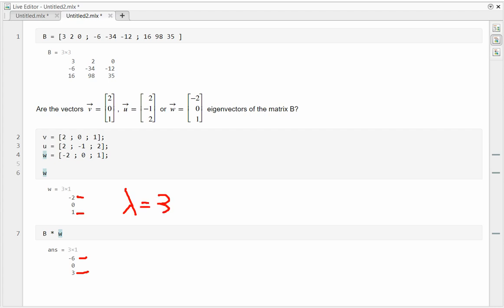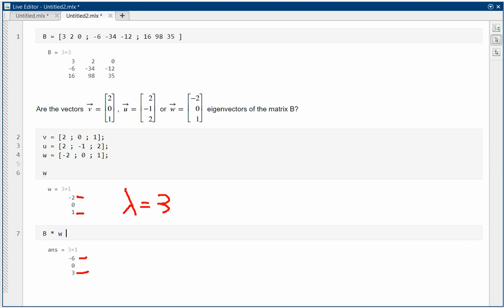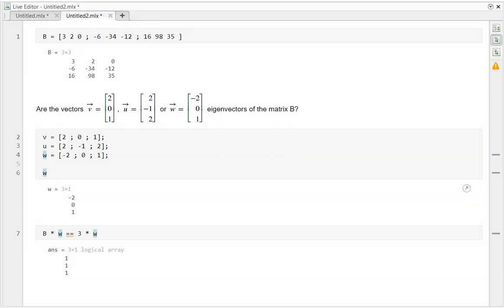Well, now I know what to do, right? With my conditional, I can go equal, equal 3 times W, boom. Then I'll get my all ones in my results array, my logical array. I know that that statement is true. Okay, so what did we determine? We determined that the final two, U and V, they were in fact eigenvectors of the matrix B, and V was not.